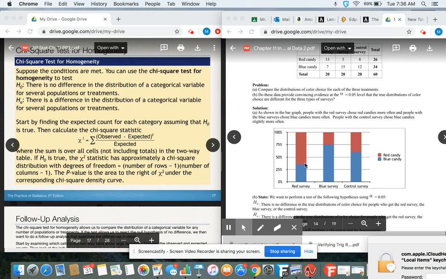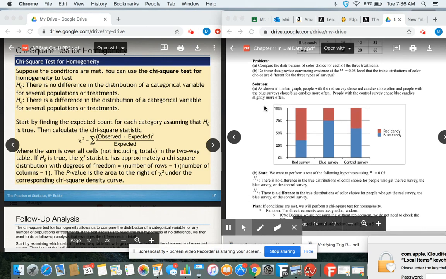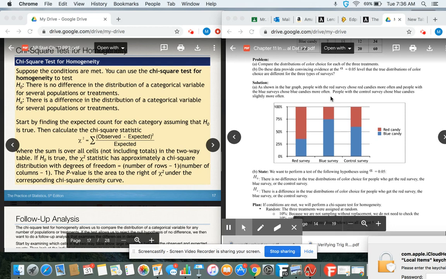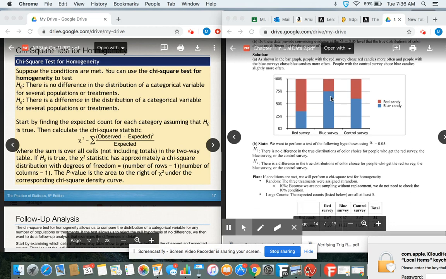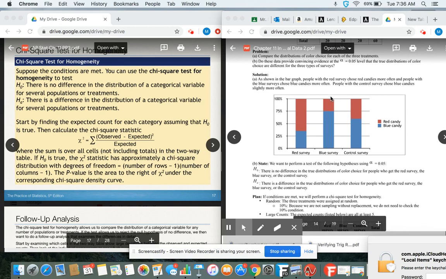Okay. They were graphed here. A couple comments here in A. As shown in the bar graph, people with the red survey choose red candies more often, and people with the blue surveys choose blue candies more often. Okay. So again, just brief comments once you find the conditional distributions. What we have to really put our focus on is the significance test here.